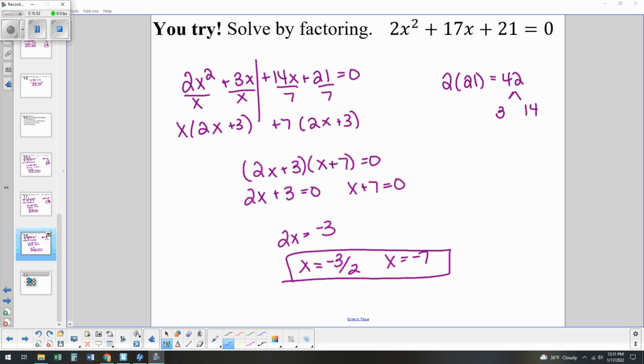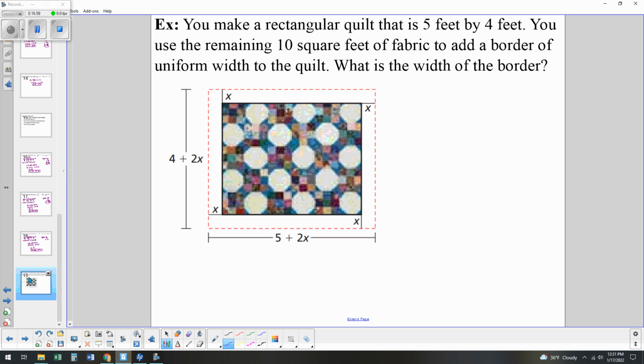The last problem we're going to try is a word problem, and it is a little trickier than most. It's going to be a lot of steps, but that's okay. So here you make a rectangular quilt that is 5 feet by 4 feet. So we know the box here that has the pattern on it is 5 by 4 with an area then of 20. You use the remaining 10 square feet of fabric. So we know we had a total of 20 feet here plus 10 here. So fabric was 30 square feet.